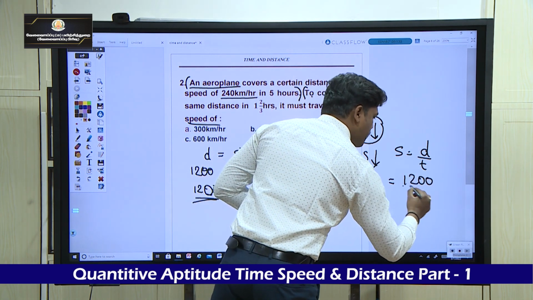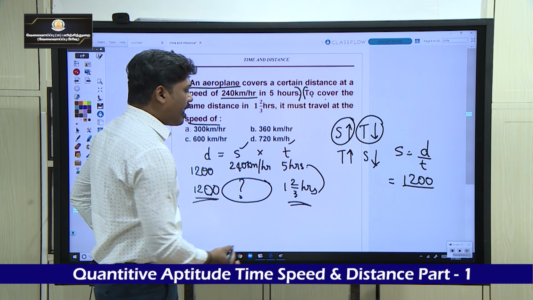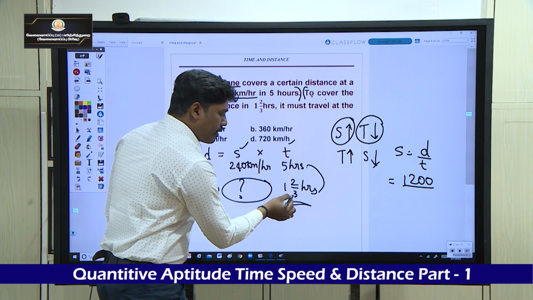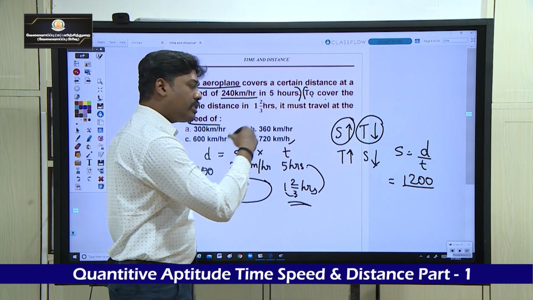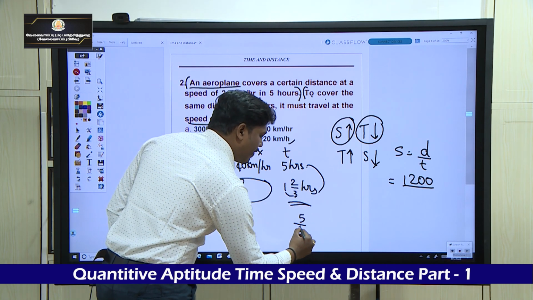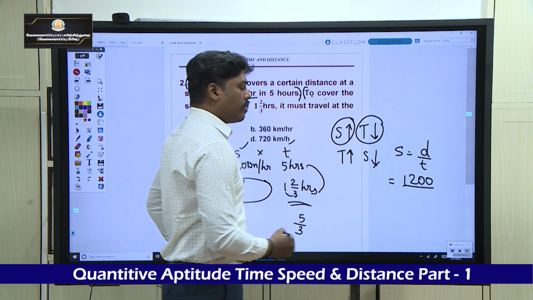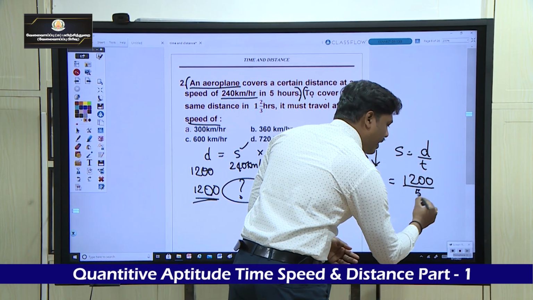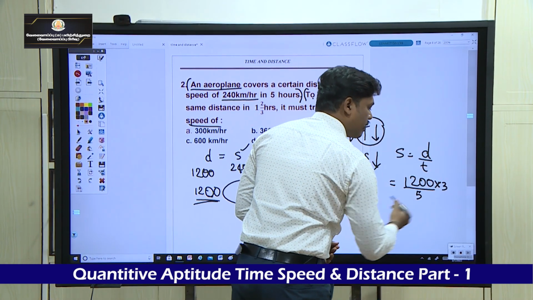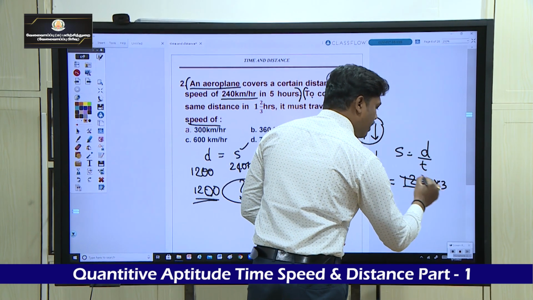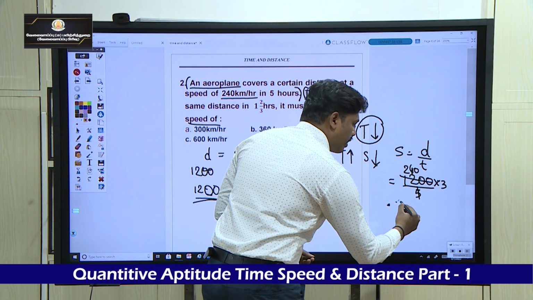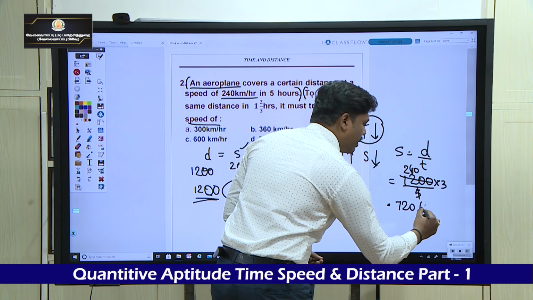What about time? Time we are having in terms of a mixed fraction. First convert into a fraction. So 3 into 1, 1 plus 2. Okay. 3 into 1 plus 2 is 5. 5 divided by 3 hours. So write the time here, 5 by 3. So the 3 goes to the top here. So 1200 into 3 by 5. 5 ones are 5, 240 times. Okay. 240 into 3, you will be getting 720 kilometer per hour.